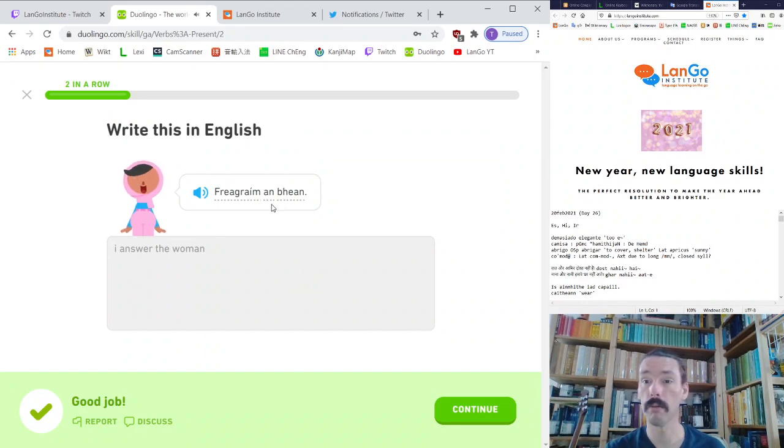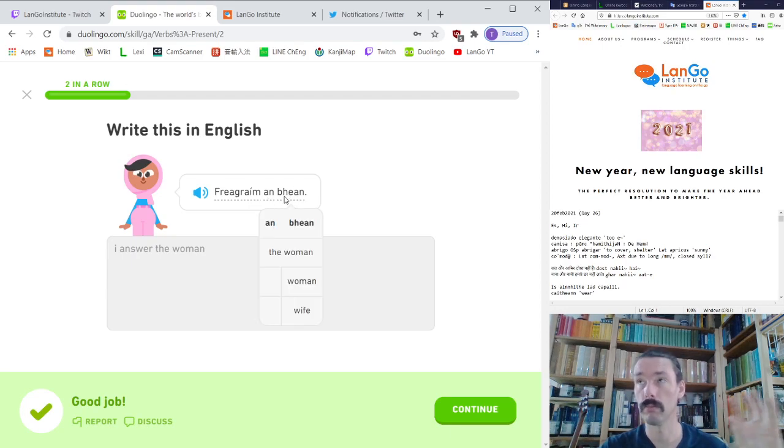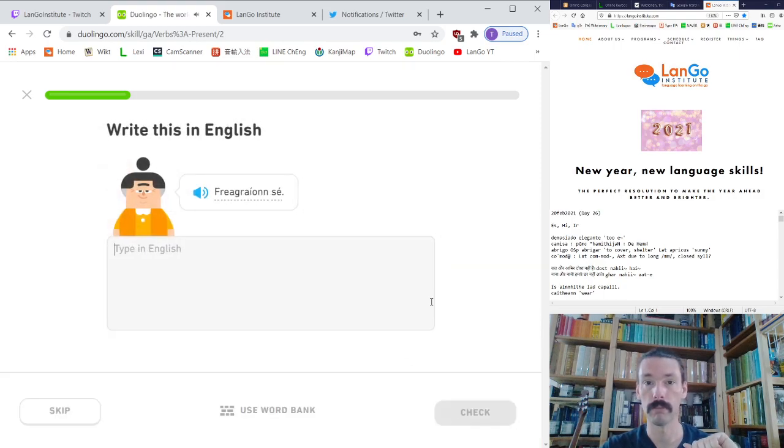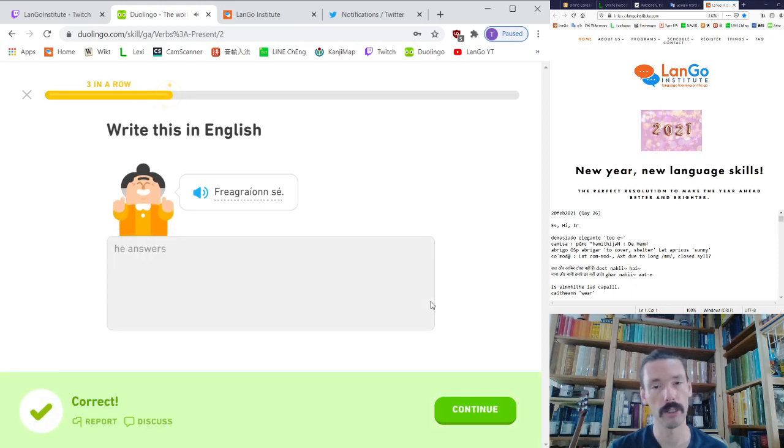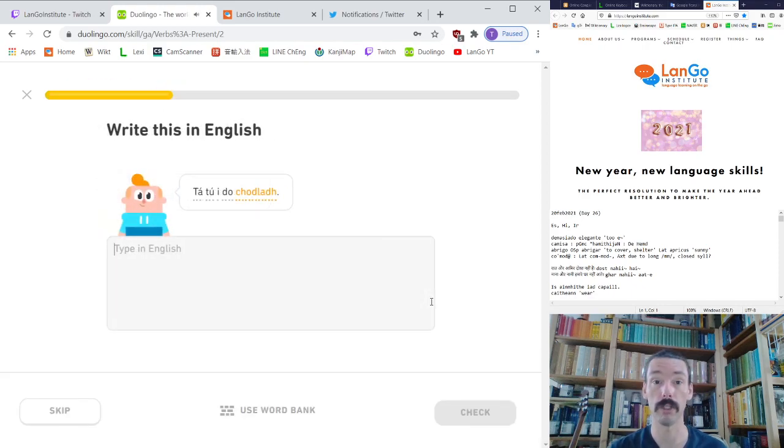When we're using this word an, meaning the, with a feminine noun, we're going to mutate that initial. There used to be a vowel at the end of this article in Celtic, in earlier stages of Irish, and that triggered a change in the initial consonant. Freagraíonn sé. He answers. Sé can also mean it, but he makes more sense here.